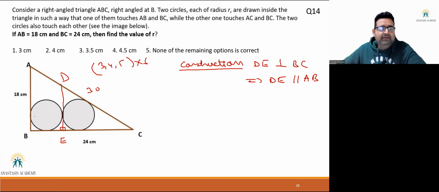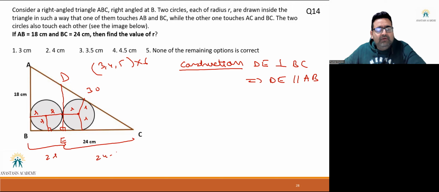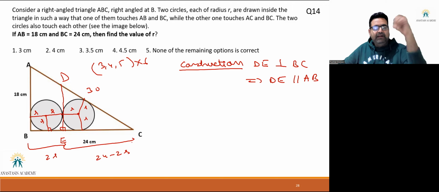But here again, see, this is radius, this is radius, this is also radius, this is also radius, right? In all directions it is R. So if I have to find out, let's say BE I know is 2R, right? Radius plus radius, then EC will become 24 minus 2R because the entire length is 24. So to apply similar triangles in DEC and ABC, I need to find R.